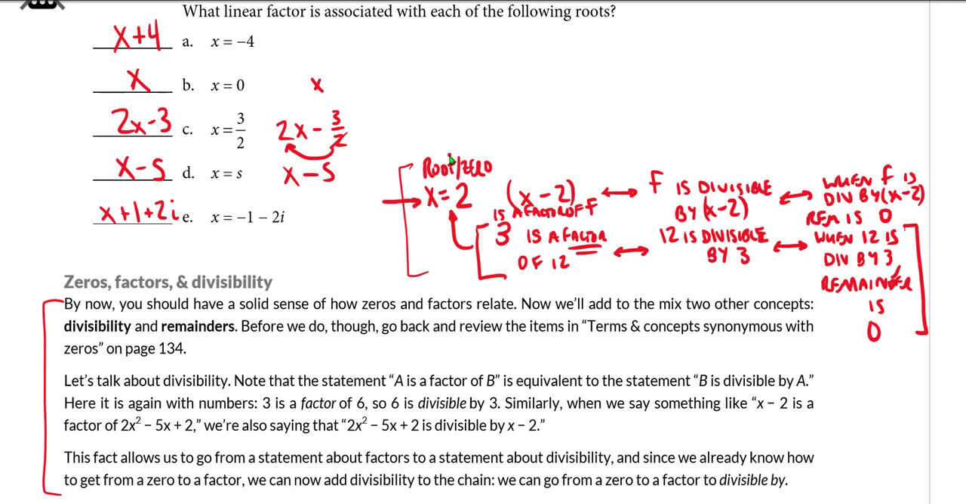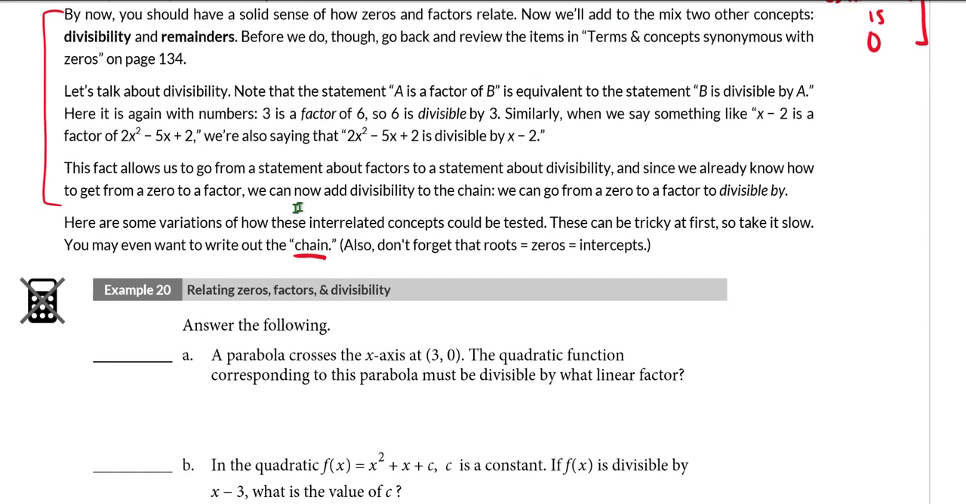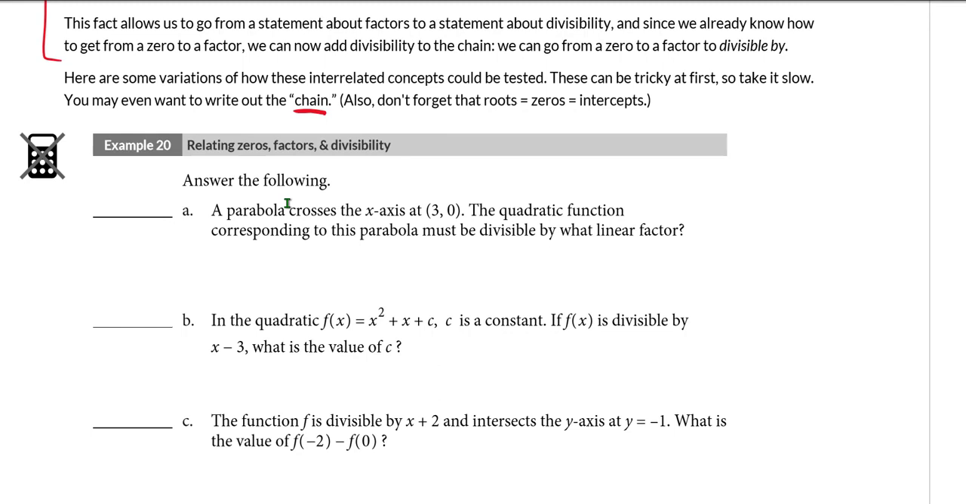We've got the root, the 0, we've got the factor, we've got the divisibility, and then we've got the remainder. We're going to deal with remainders later. As I said, here we'll just be focusing on zeros, factors, and divisibility. So if you want to do example 20 on your own, obviously pause the video and then come back and join us. 20a, a parabola crosses the x-axis at (3, 0).